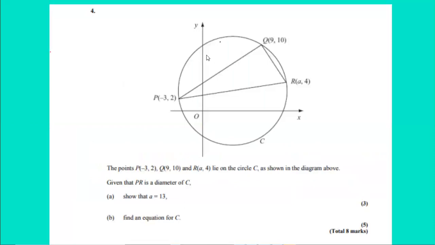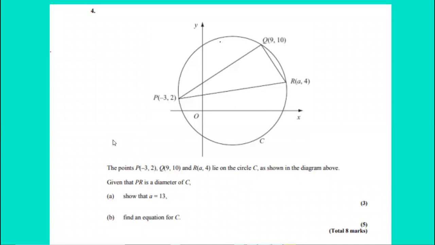Okay, so another coordinate geometry question. We've got the points P, which is (-3, 2), and the point Q, which is (9, 10). And then we have point R, which is (a, 4), so we have an unknown here. They lie on the circle C as shown in the diagram above. Given that PR is a diameter of C, show that a is equal to 13.